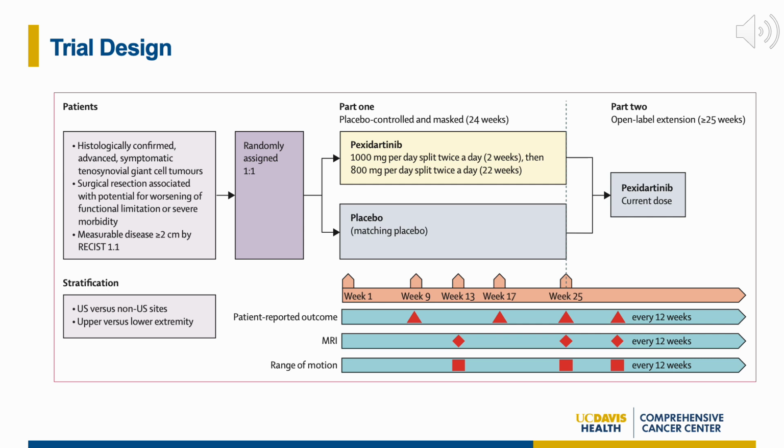But basically, they first started with a higher dose and they went to a lower dose, and then this was compared to placebo. And then at the end of 24 weeks, for the people who had placebo and weren't benefiting, then they could switch over and start taking pexidartinib.